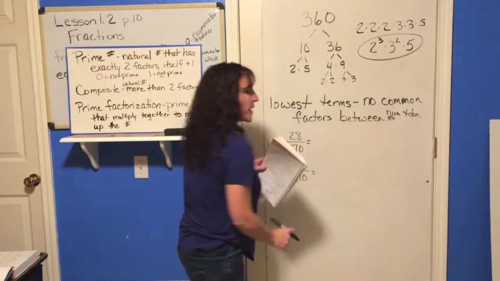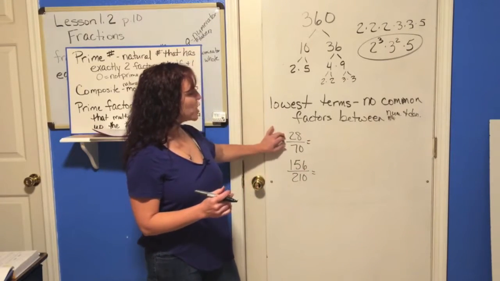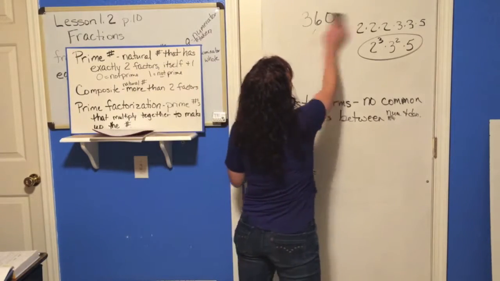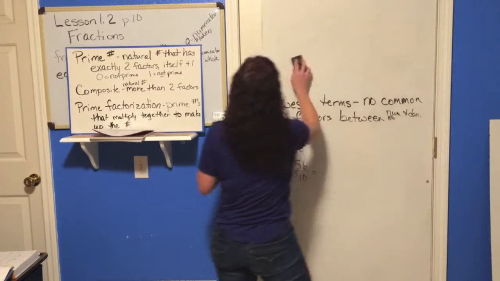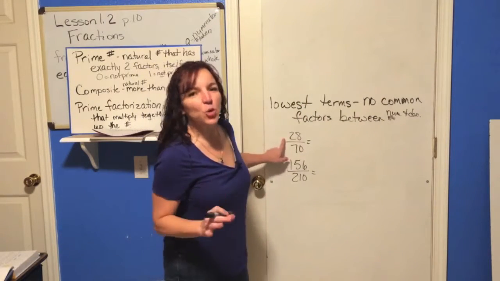Once again, your book just gives you big numbers, and that's okay. We can deal with them. So 28 over 70, if we want to put that in lowest terms, what we need to do is find everything in common between 28 and 70. Here's a quick, easy way to do it.